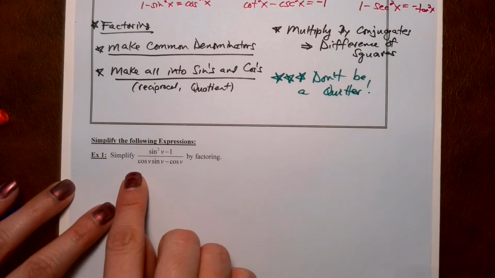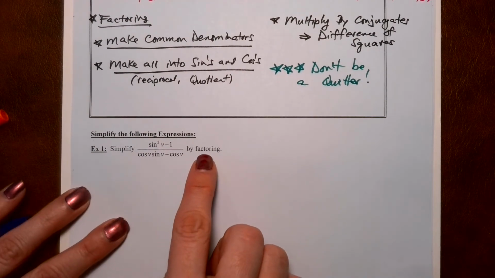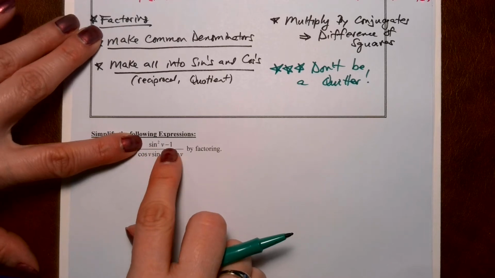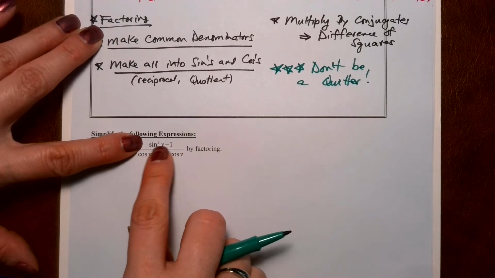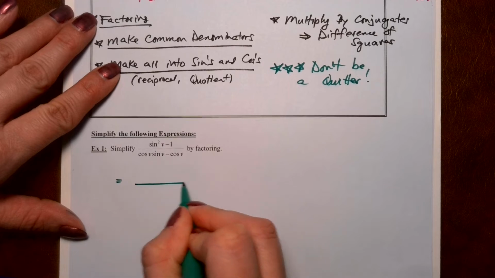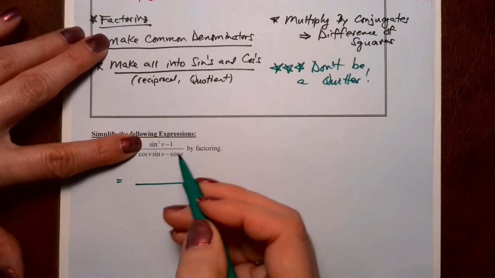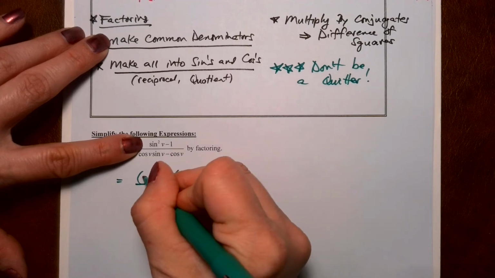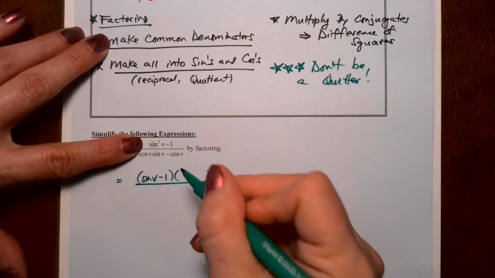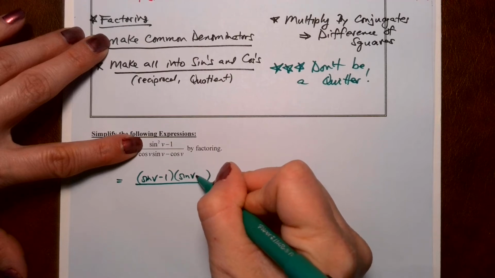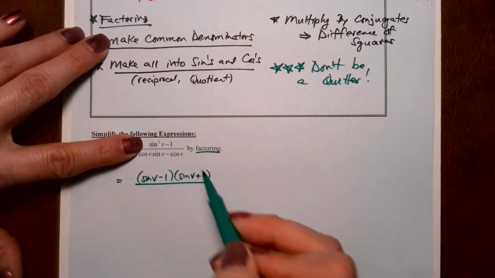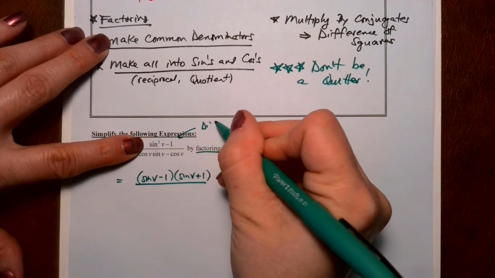All right, number 1. They want us to simplify by factoring, all types of factoring. So let's take a look at the numerator here. I see a difference of squares. So I'm going to factor the numerator, sine squared v minus 1, into two quantities, difference of squares. That's going to be sine of v minus 1 times sine of v plus 1. So the type of factoring that we did here was difference of squares.